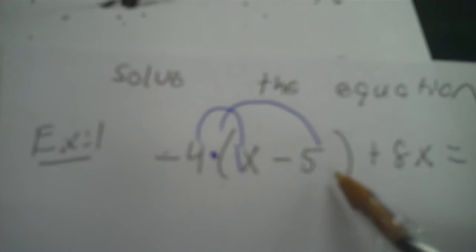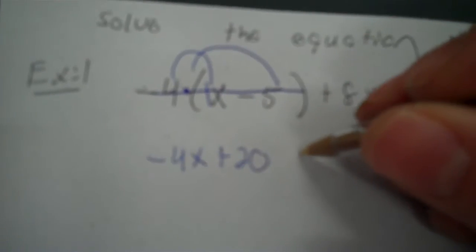So the first thing we're going to multiply by is the 1x. Second thing we're going to multiply is the negative 5. Now remember, when it has that sign in front of it, we have to write it down as a negative. Okay? So, negative 4 times 1 is negative 4, and you put x behind it. Negative 4 times negative 5 is going to be 20.